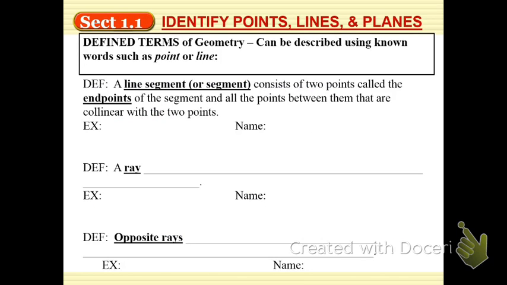Defined terms of geometry can be described using known words such as point and line. So now these other terms, we're going to use point and line to define them. The first one is a line segment. I already talked about line segment. It consists of 2 points called the end points of the segment and all the points between them that are collinear with the 2 points. So all the points in between the 2 points are on the same line.